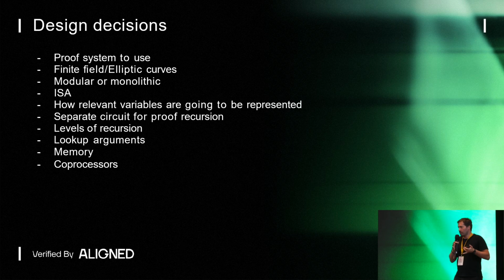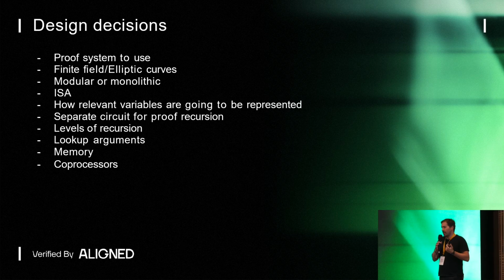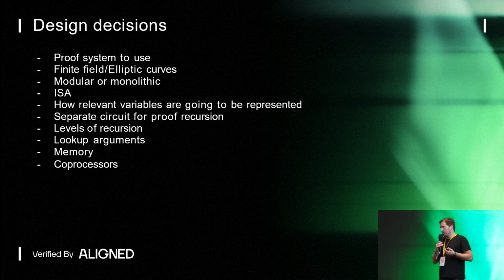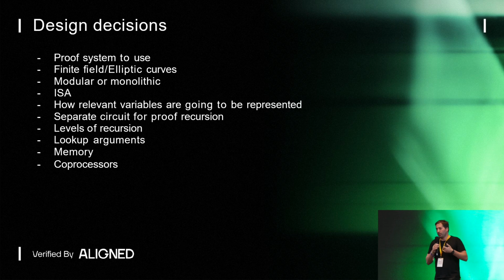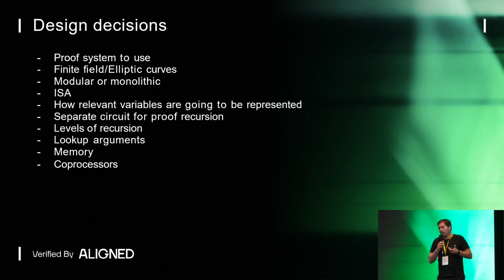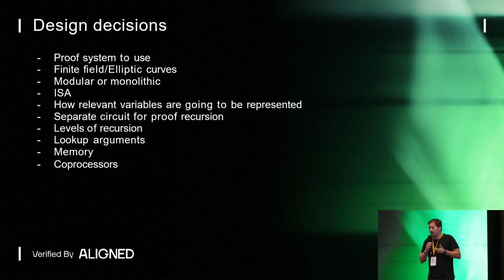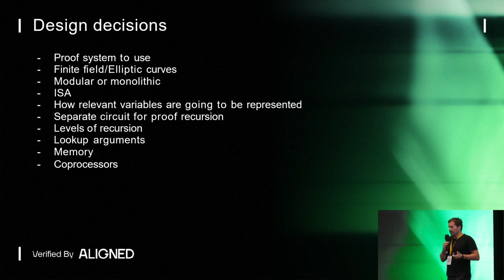Then we also have to think about the memory. Maybe the memory is just write once or read only, or we can modify the memory. Of course, then we have to be very careful on how we constrain everything to ensure that no malicious behavior is possible. And then, of course, we have to choose, if it's modular, which coprocessors we are going to have, how we are going to handle the different operations and all that.